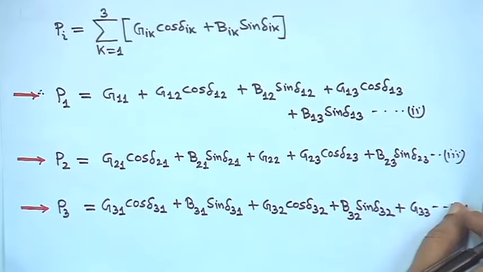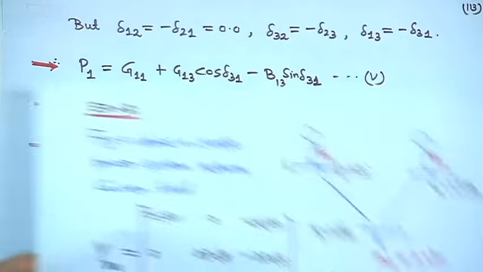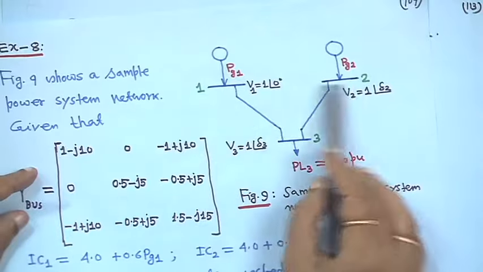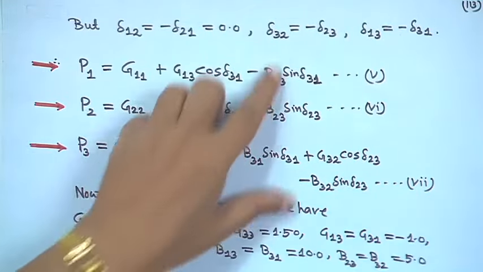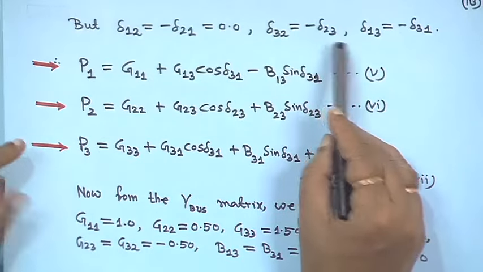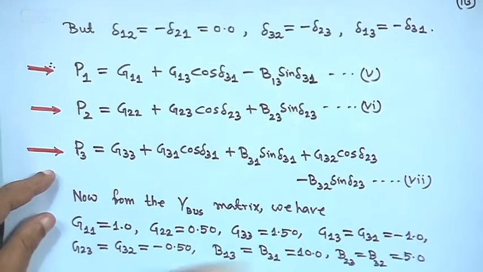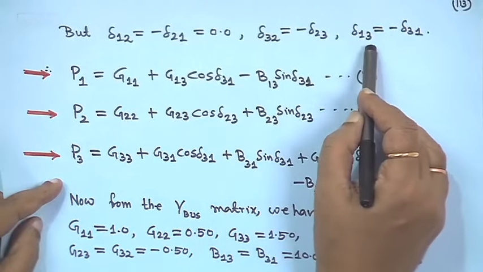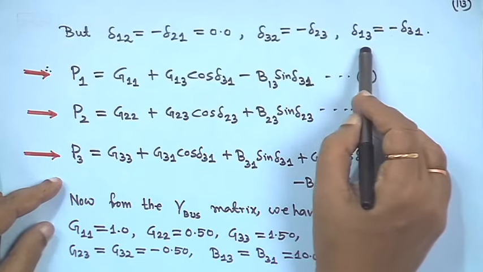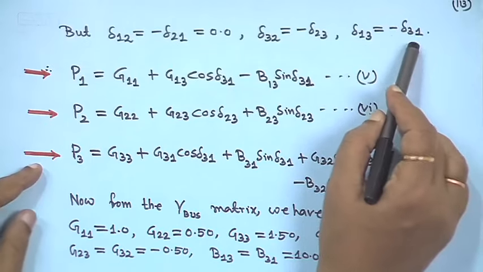Now, delta 1 2 and delta 2 1 are equal to 0, because line 1 2 is not connected, right. And then we can write delta 3 2 is equal to minus delta 2 3 and delta 1 3 is equal to minus delta 3 1, because delta 3 2 is equal to delta 3 minus delta 2. So, that we can write as minus in bracket delta 2 minus delta 3, that is minus delta 2 3. Similarly, here also delta 1 3 is equal to minus delta 3 1, because delta 1 3 is equal to delta 1 minus delta 3. So, if you take minus common, delta 3 minus delta 1 is equal to minus delta 3 1, right.